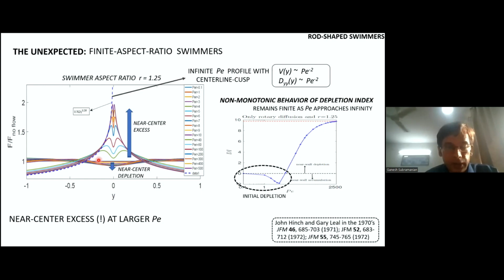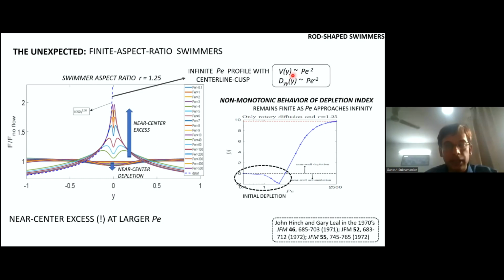And then there was the expected development of a near center depletion. But then as you increase the Peclet further, the near center depletion actually became a near center excess. And as Peclet increased for this aspect ratio, you approached again a Peclet independent profile, but a profile that was directed the opposite way. So in other words, the swimmers actually accumulated at the center rather than being depleted at the center. And the infinite Peclet profile was again finite, because it turned out that the drift and the diffusivity again scaled with Peclet in the same manner, except with a different power of Peclet.